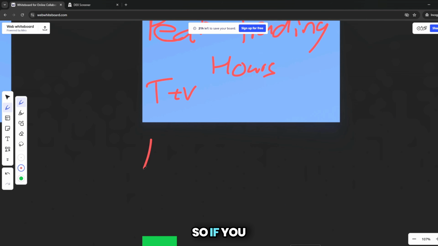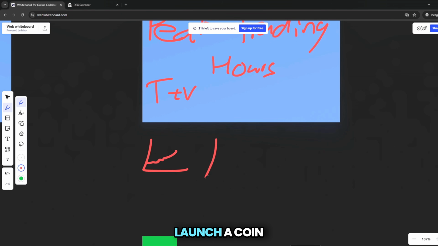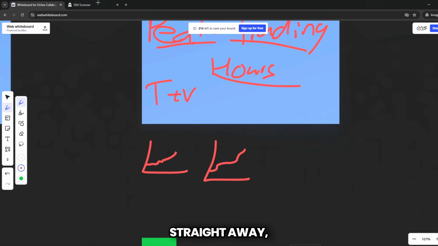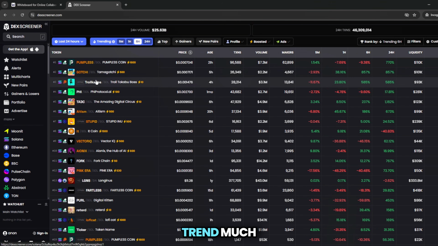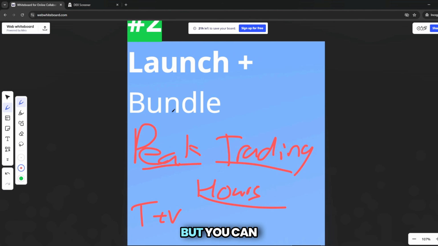plus volume. So if you launch a coin and it doesn't do well because America is sleeping and there's no liquidity, then America wakes up and it starts pumping, it's going to be much harder for your coin to trend. But if you launch a coin in peak trading hours and it starts pumping straight away, your coin will trend higher and it will trend much faster, meaning you will get more buys and you will make more money. But you can only make more money if you bundle correctly.